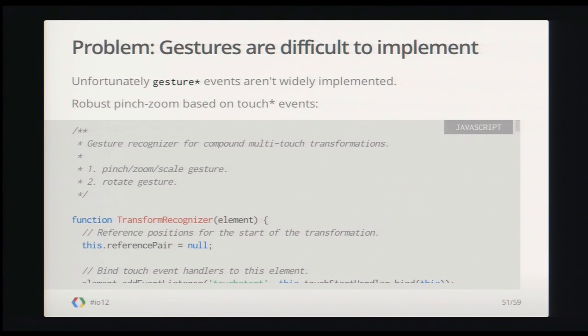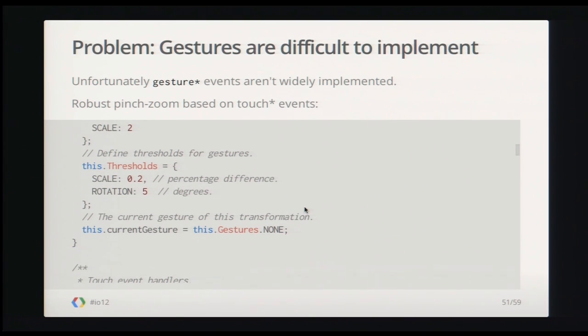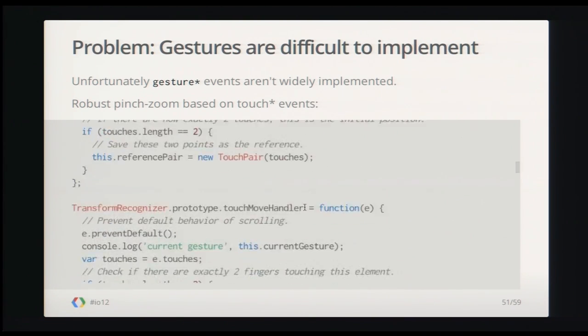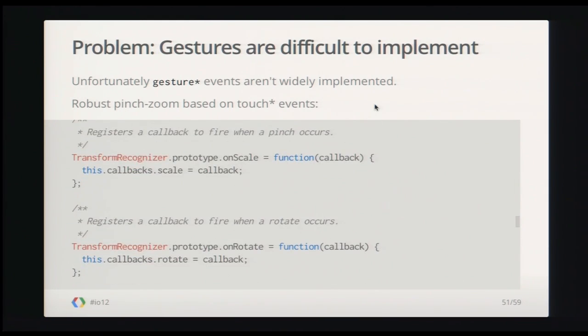The other problem, before I talk about solutions, is that gestures are difficult. You saw that list of gestures that I showed you that are common for mobile devices. But doing such a thing without gesture events, which are only available on iOS, is pretty hard. So here's a pinch zoom snippet that recognizes the pinch zoom gesture. It's a lot of code, and doing this every time you want to pinch zoom is just not reasonable.